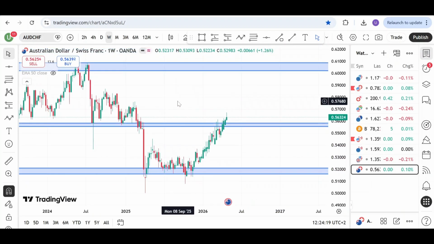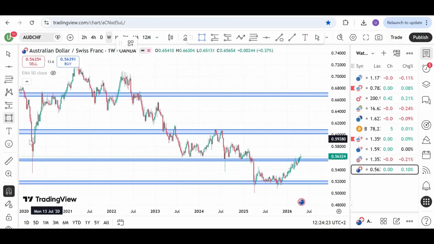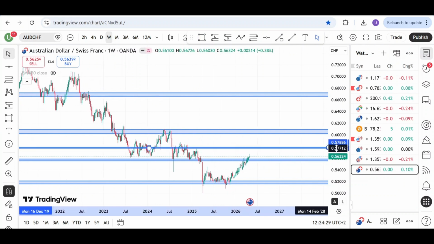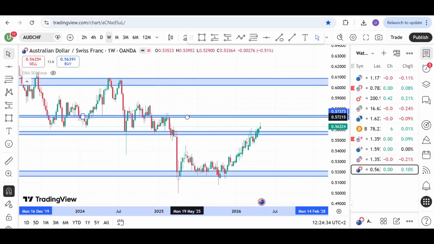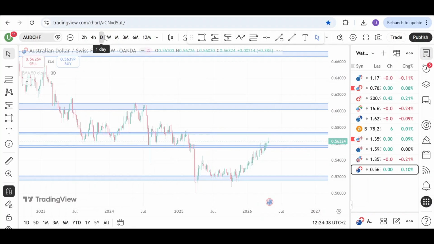And so, in order to know what's going on, let's put a zone here in order to be specific about what's going on. So let's go to a daily time frame to see what's really going on.